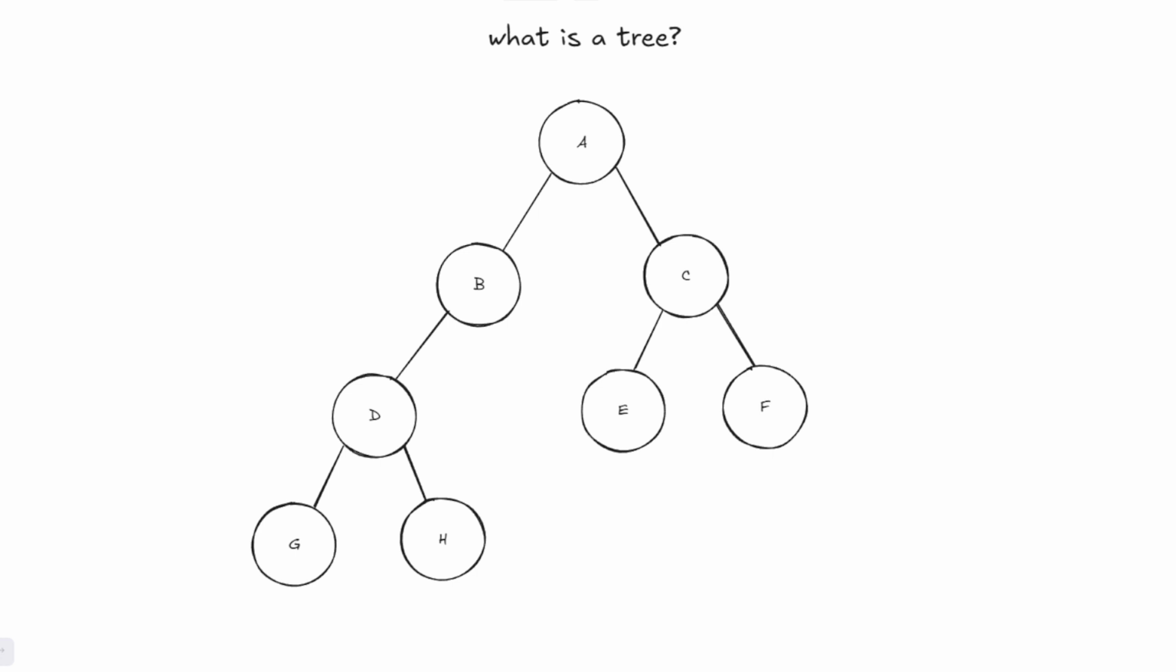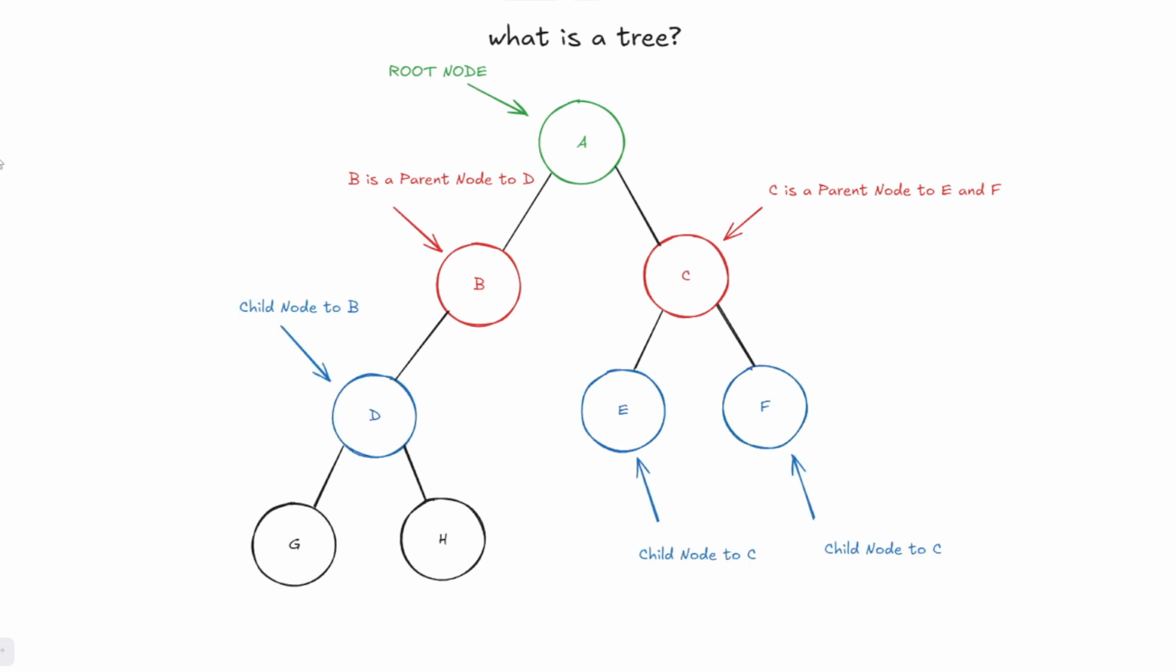So what is a tree? A tree is a non-linear data structure made of nodes connected by edges. The top node is called the root. Every tree has exactly one root, and the root has no parent. A node above another node is called a parent. Nodes below it are called children.